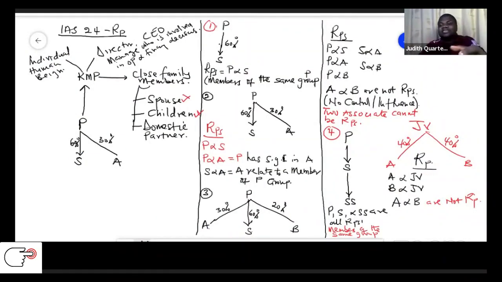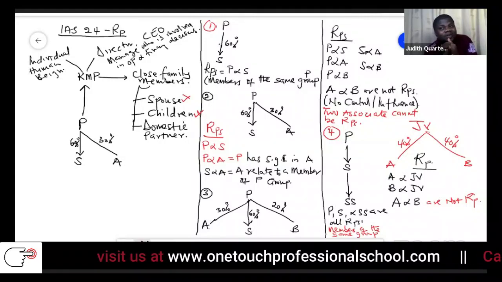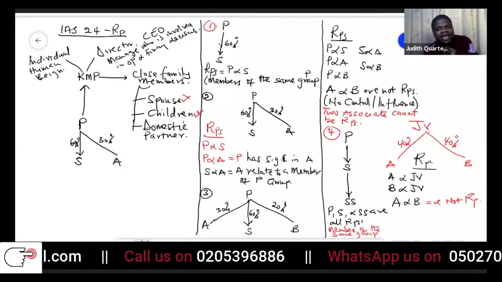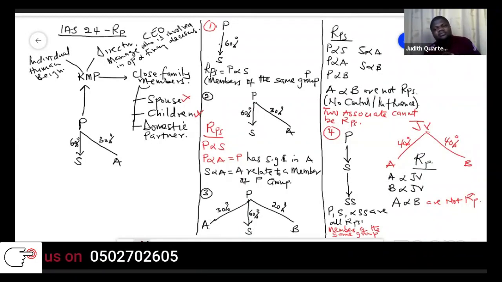So now you understand who is a domestic partner. So your spouse, your children, your domestic partner, they are your close family members. Apart from these three, forget. You may want to ask, who is your child? One, can be your biological child. Then two, it could be a person legally adopted, a person that legally is regarded as your child. These are your related parties. Your brother is not a related party. Your uncle is not your related party. Your niece is not your related party.